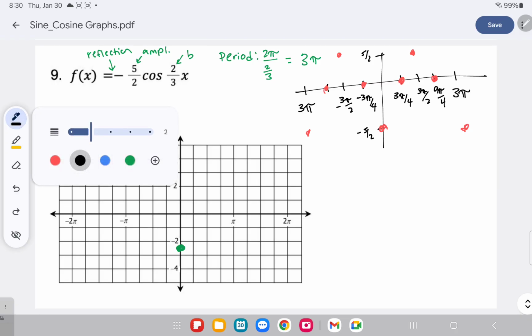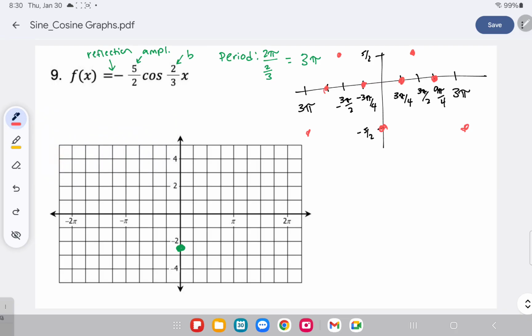Okay, so let's graph all of our x-intercepts. We've got an x-intercept at 3 pi over 4, and this graph is going up by pi over 4, so 3 pi over 4 would be right here. And we've got another x-intercept at 9 pi over 4, which is a little bit after 2 pi. These are going up by pi over 4, so that'd be here. And then in the other direction, we've got one at -3 pi over 4.